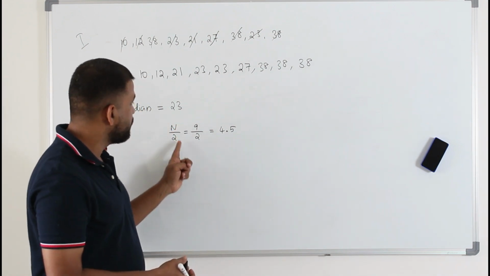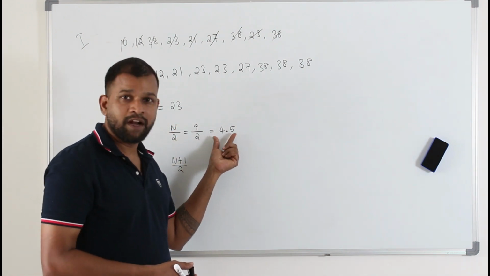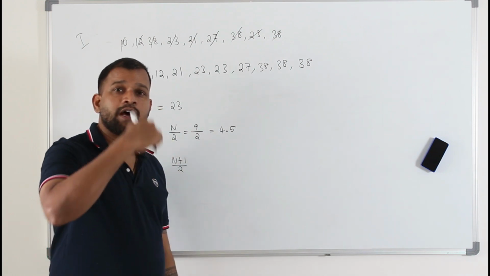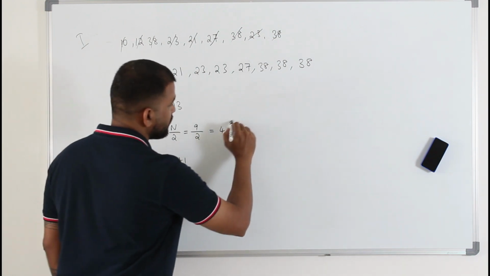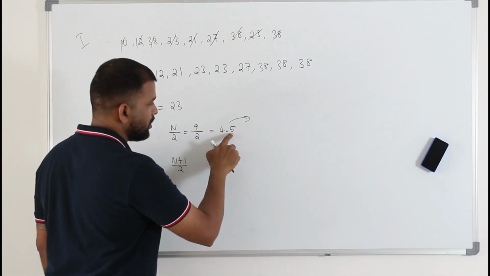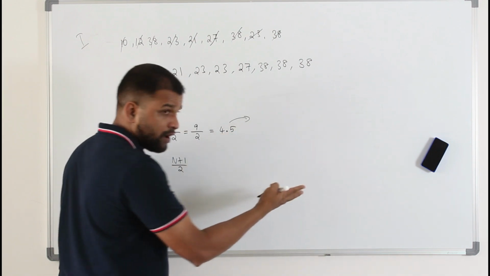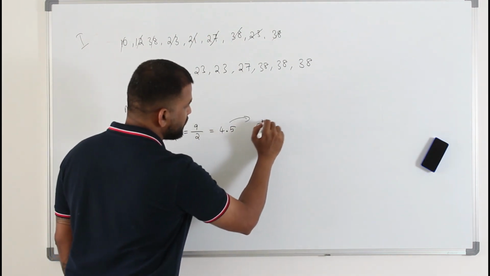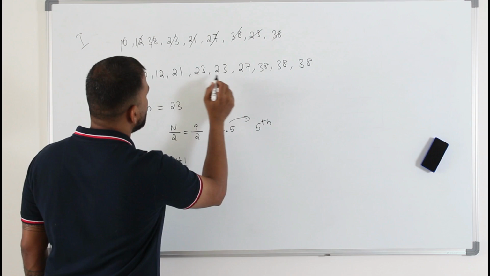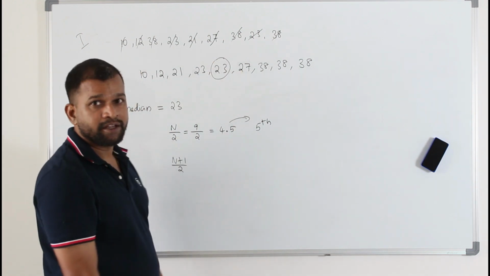You just divide the number of entries by 2, and if you get a decimal number, round up and take the next figure. The decimal number can be anything, not necessarily 5 or more than 5. It can be 4.1 to 5, still take the 5th entry. 1, 2, 3, 4, 5. The 5th entry will be your median.